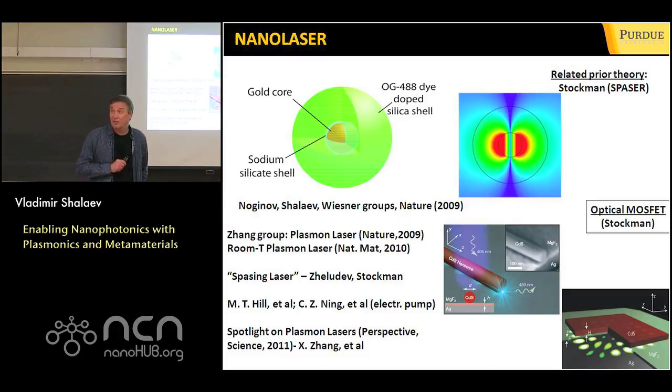By the way, it still remains the smallest laser ever demonstrated. The whole size was about 40 nanometers, with, as I said, 14 being the gold core and 40 being the shell with active material.